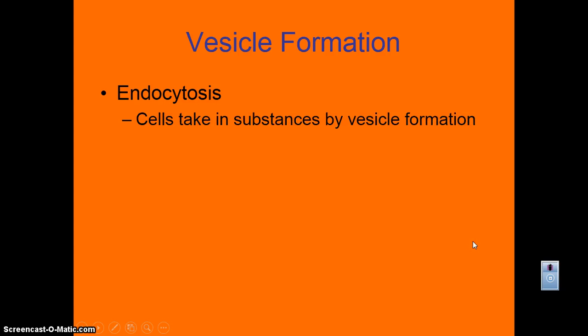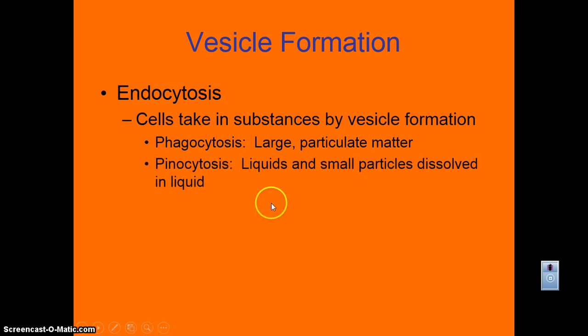Endocytosis, on the other hand, is when cells take substances into the cell that they need. Now there's two different types. Phagocytosis is taking in large particles and particulate matter. Pinocytosis are liquids and small particles dissolved in liquid.